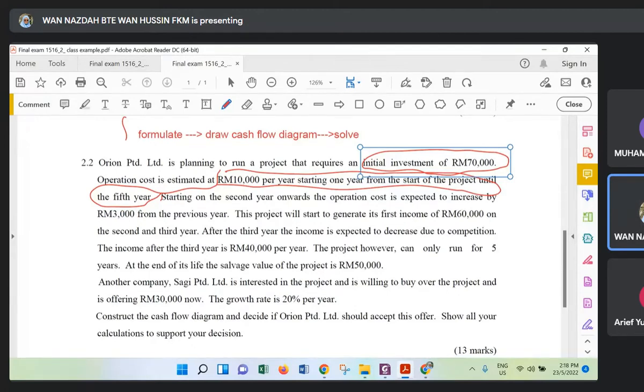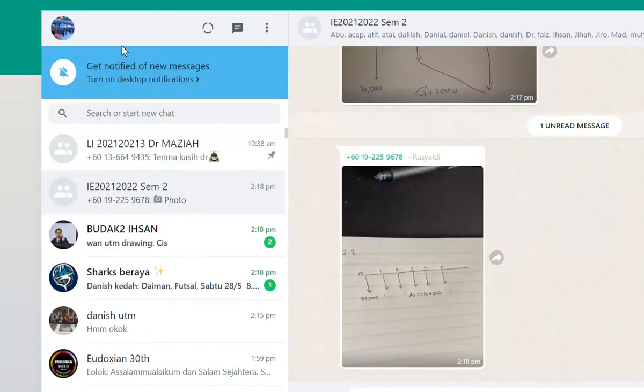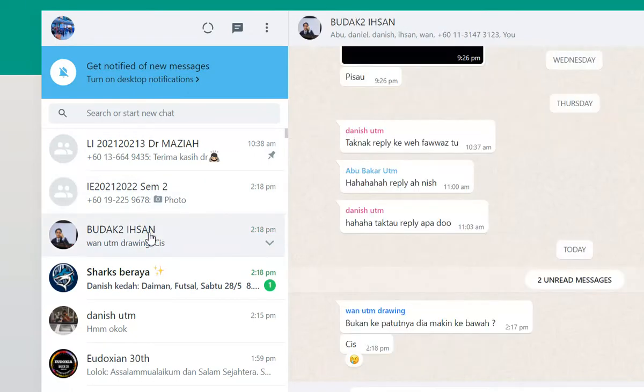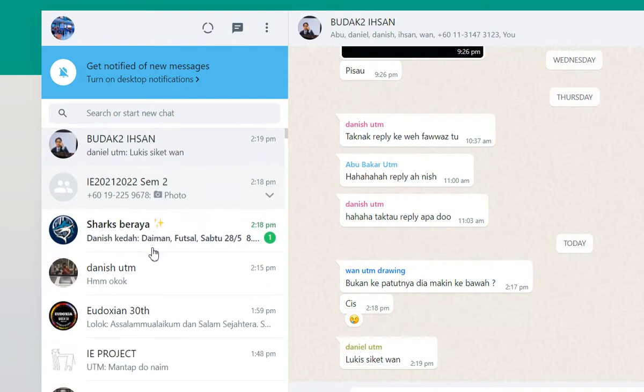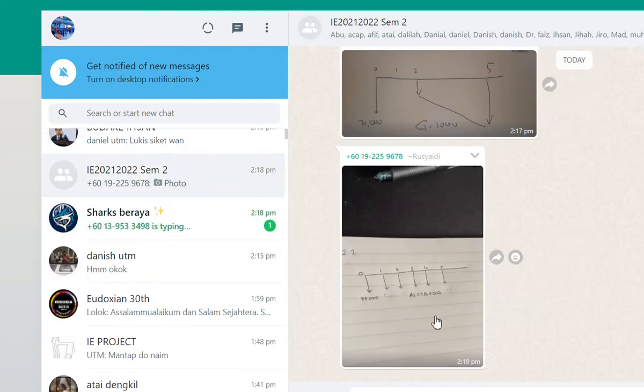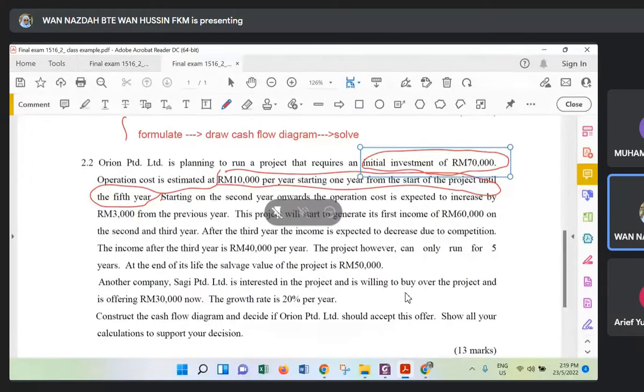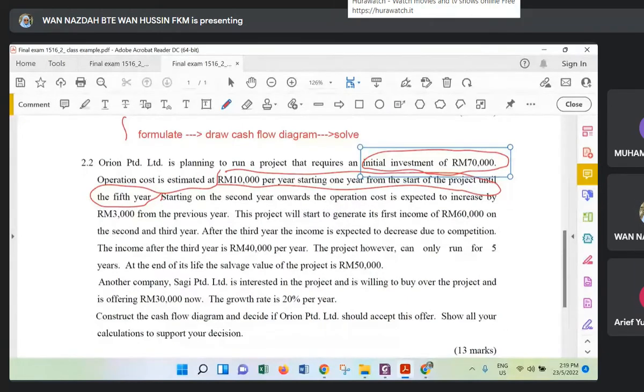Amir Roshaidi, yours is wrong. You just draw one block, not every year you draw a line. That is very annoying. So, Chai, can you understand what I'm saying? Ya, boleh Doktor. Okay, good, very good, Chai.